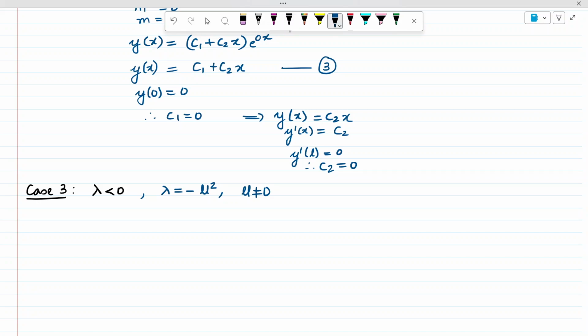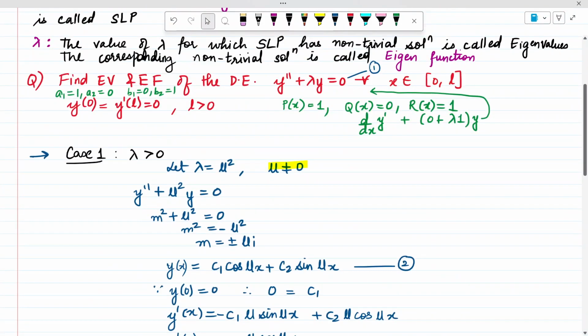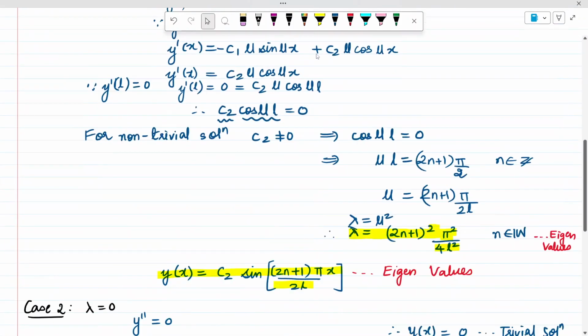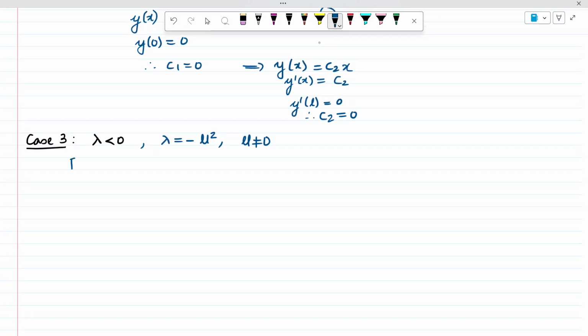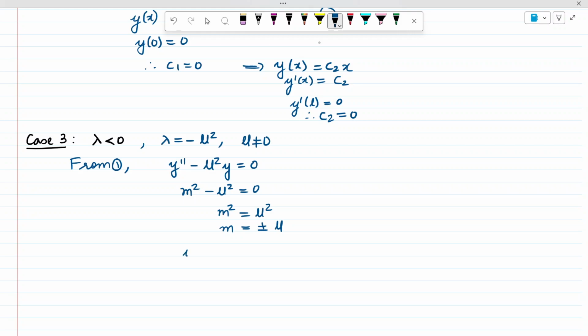So my first equation, the given differential equation y double dash plus lambda y equal to 0, we will put minus mu square in place of lambda. So from equation number 1 I'll get y double dash minus mu square y equal to 0. Auxiliary equation would be m square minus mu square equal to 0. M square is equal to mu square, so m is equal to plus or minus mu, when mu is a real number. So you will now be getting c1 e raised to mu x plus c2 e raised to negative mu x.